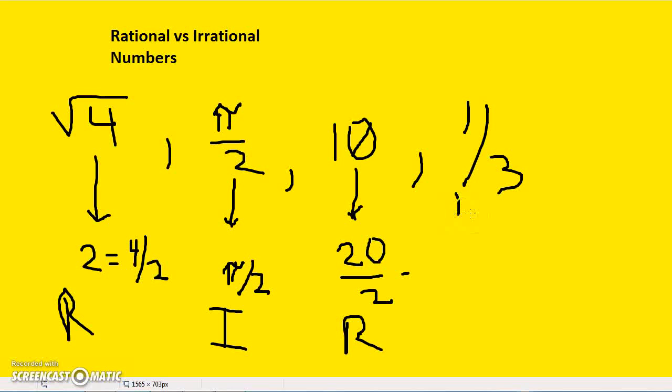Now, this one's maybe a little tricky. 1 divided by 3. Well, when you put 1 divided by 3 into your calculator, it's going to give you a repeating decimal that never ends. But this can be represented as a fraction. 1/3, that can be represented as a fraction. When you put it into decimal form, it's repetitive, but since it can be represented as a fraction, this is a rational number. So that's how you classify rational and irrational numbers.